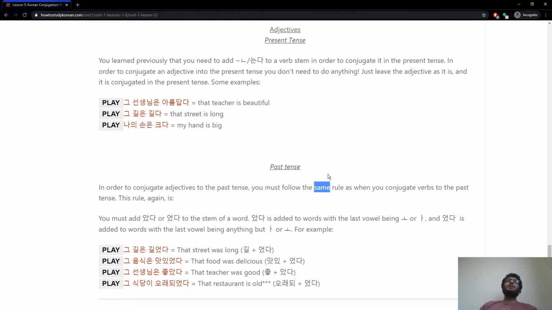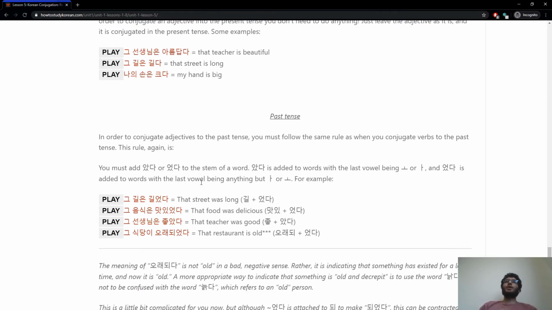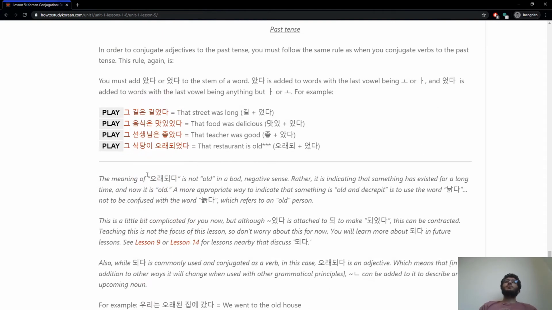The past tense works exactly the same way as verbs do. So adjectives and verbs in the past tense work the same way. 길다 becomes 길었다, 맛있다 becomes 맛있었다, 좋다 becomes 좋았다, 오래 되다 becomes 오래 되었다.